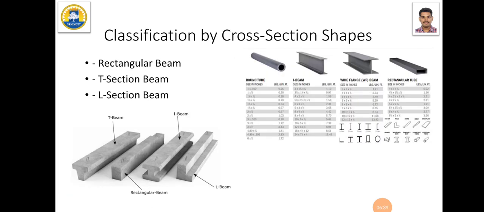And classification by the cross-sectional shape, a basic concrete beam will have 3 classifications: rectangular, T-beam, and L section beam. So the images are available. And with steel we can make many different shapes. So these 4 are the most used steel sectional beams: circular hollow, I-beam, and wide flange beam, as well as rectangular tube beam. You might have seen all these things in your home applications, as well as some truss roof structures.